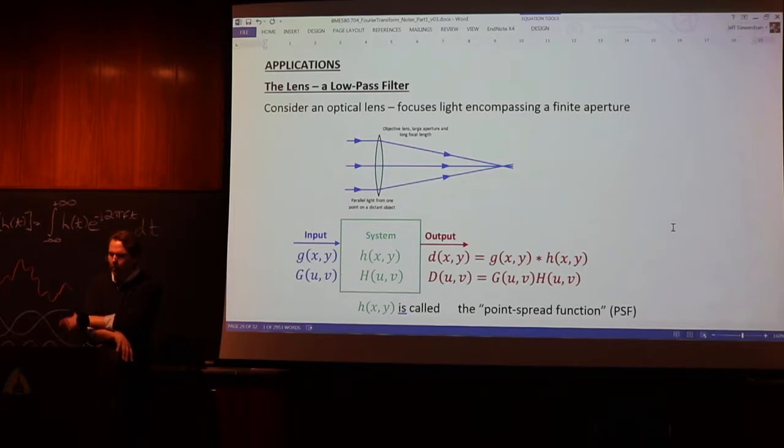A low-pass filter, you just described it, right? And there are many things that cause a low-pass filter. You might say that looking out your window, the window is a low-pass filter. Why do I say that? What do you think? Why is the window a low-pass filter?